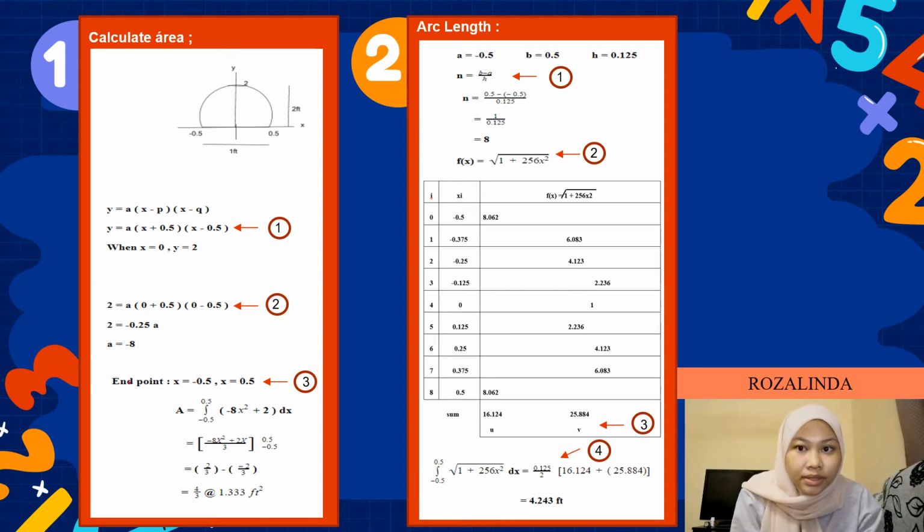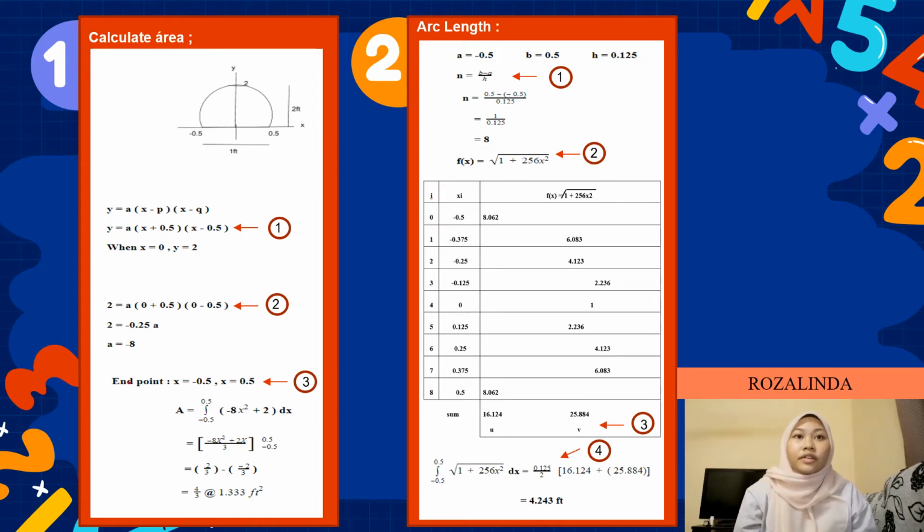For step number 3, you need to do an integration. Awak kena buat pengamilan. Lepas tu dalam kurungan negatif 8x kuasa 2 tambah 2 per dx. Okay, pengamilan we can answer is 1.33 or 4 per deg.